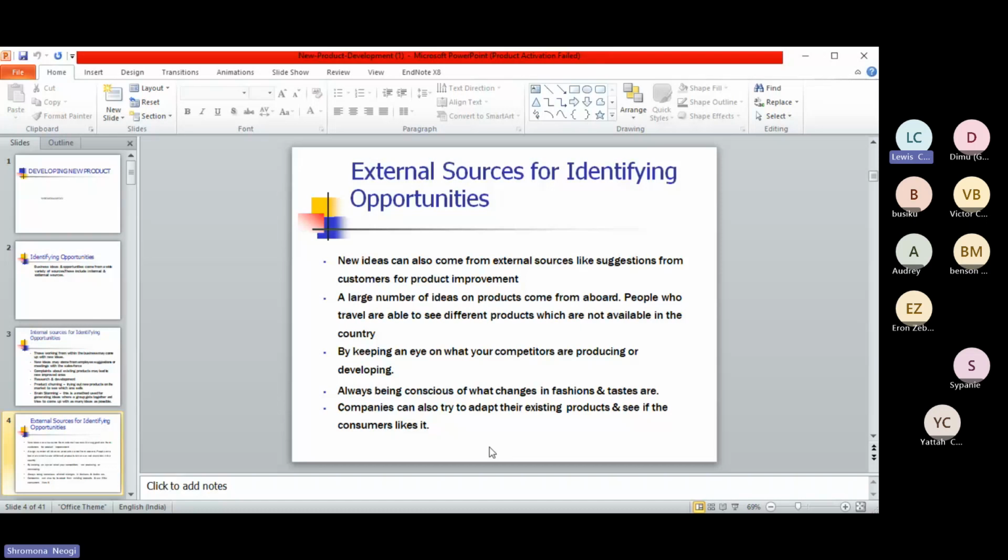Yes, it's true. So that is also an external source for identifying opportunities. You keep an eye on your competitors and see what they are doing just to be in the market. You develop your products to their levels again. If you're not doing anything, if you're not good with internal opportunities, if your company is not doing great with research, keep an eye over your competitors. At least be at par with them. That is also a kind of developing new products.